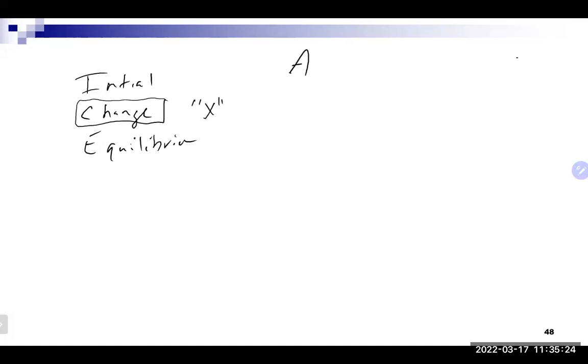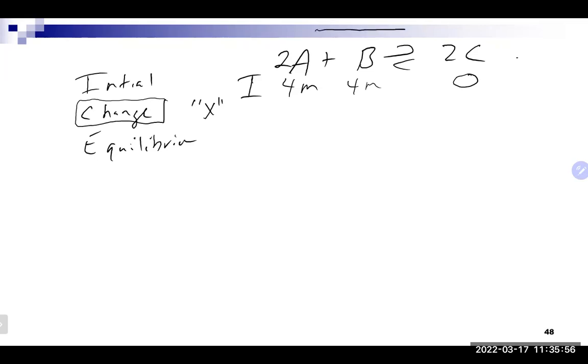So when we have something like 2A plus B goes to 2C, we would do an ICE table with our initial concentrations, or again, pressures. So I'll just make up some numbers here, 4 molar, 4 molar. And as we talked about, in a lot of cases, they may not give you any information about products. So in that case, it is safe to assume that it is 0 to start with. It also means that if that is the situation, it's safe to assume that this reaction is probably heading in this direction towards the product side.